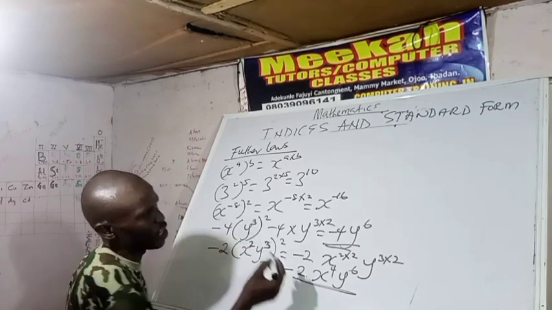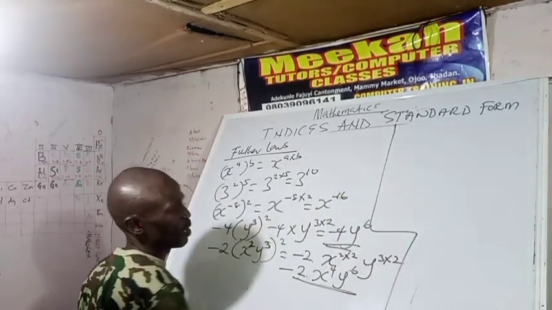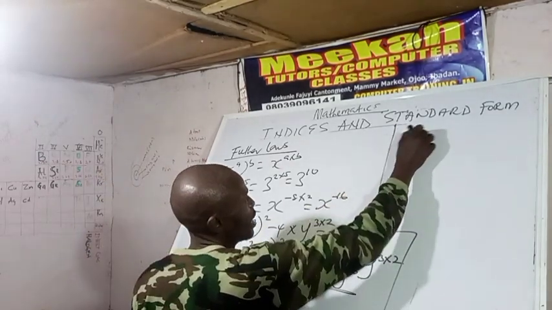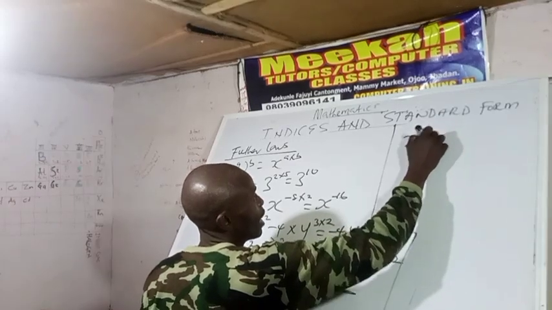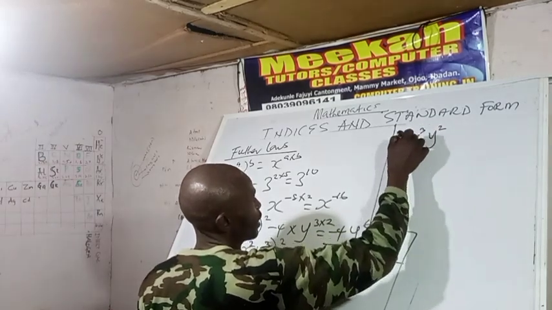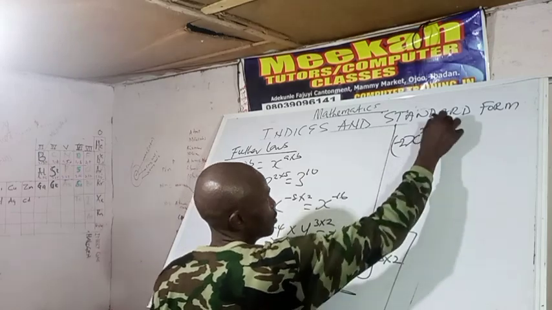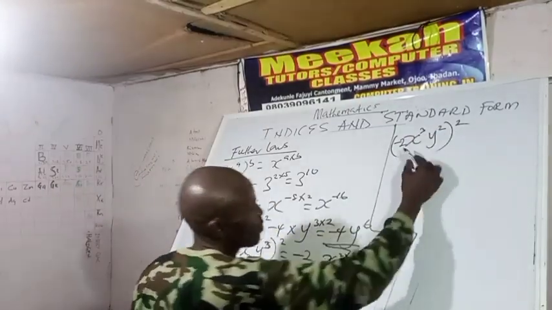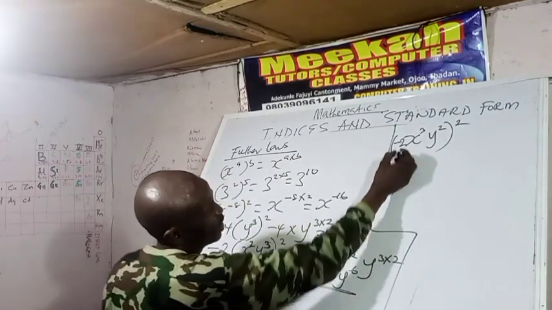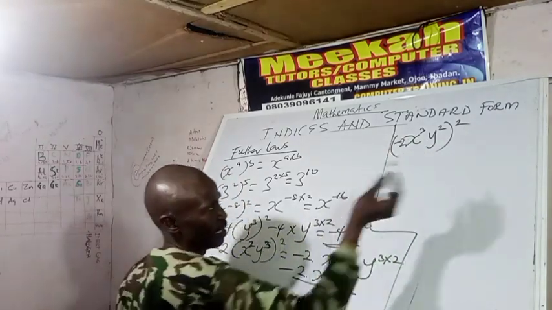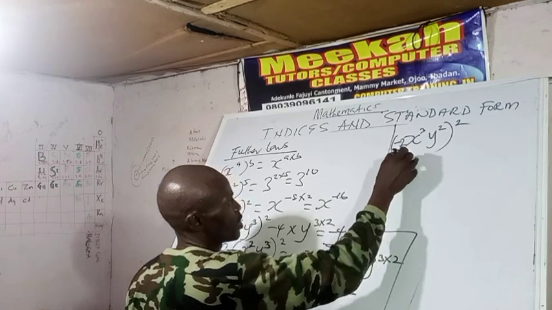The question can also come, what if you have it this way? You have x raised to power 3, y raised to power 2, all inside a bracket with a minus, raised to power 2. Everything inside this bracket now will be raised to power 2, even the negative sign. Let's open it. Minus, raised to power 2.